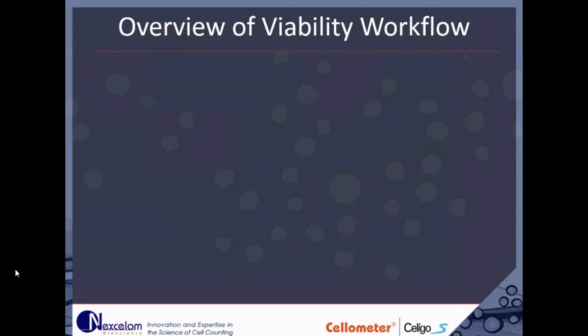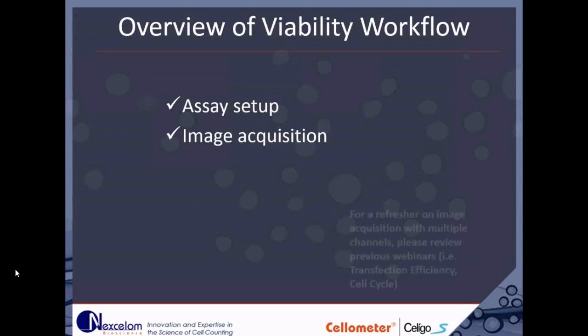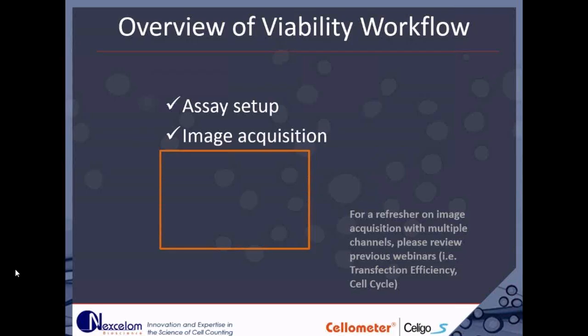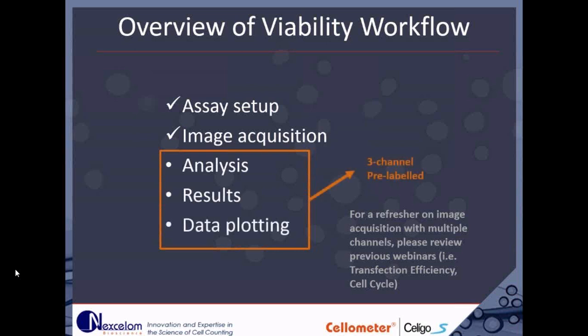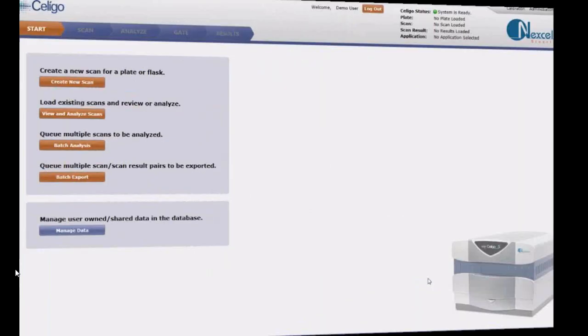So basically, this viability workflow, we've talked about how to set up your plate and then how to acquire the plate on Celigo in the easy method. And then again, if it was a little fast, I highly recommend reviewing the webinars from our website on cell cycle and transfection efficiency. For the rest of the webinar, I really want to focus on the analysis and the review of the results and the plotting of the data for the 3-channel easy method where the channels are pre-labeled.